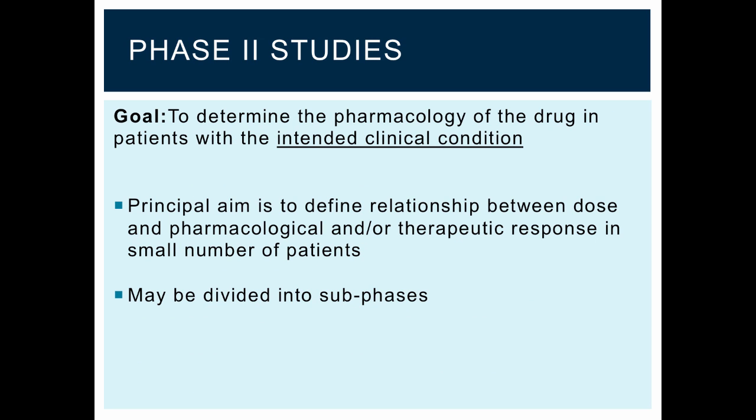The goal of phase 2 studies is to determine the pharmacology of the drug in the patients with the intended clinical condition. This is still a small group, but larger than phase 1. The principal aim is to define the relationship between the dose and the pharmacologic and/or therapeutic response in a small number of patients. Phase 2 studies may be divided into smaller subphases.